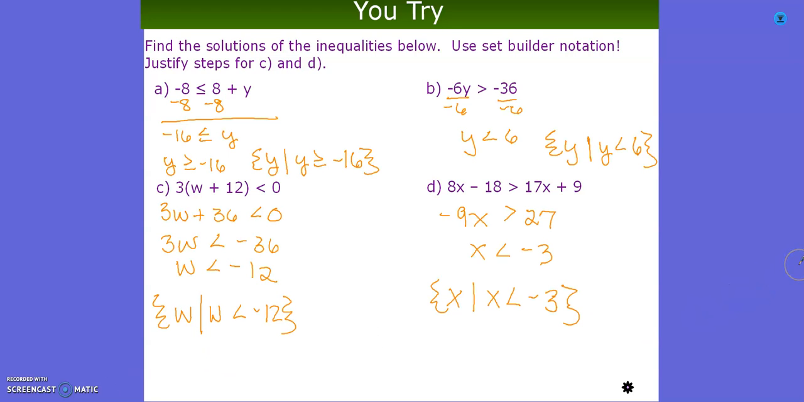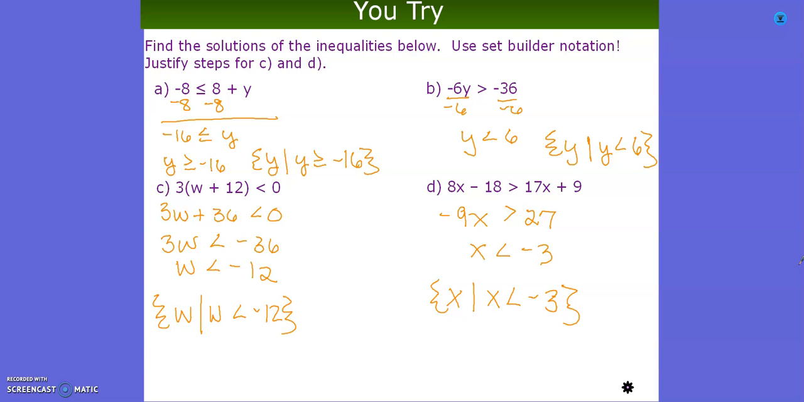All right, take a look at your answers here. We get y such that y is greater than negative 16. For letter B, y such that y is less than 6. We had to switch our inequality symbol here. On letter C, we had to do the distributive property first, then the subtraction property, simplify. We get w is less than negative 12.